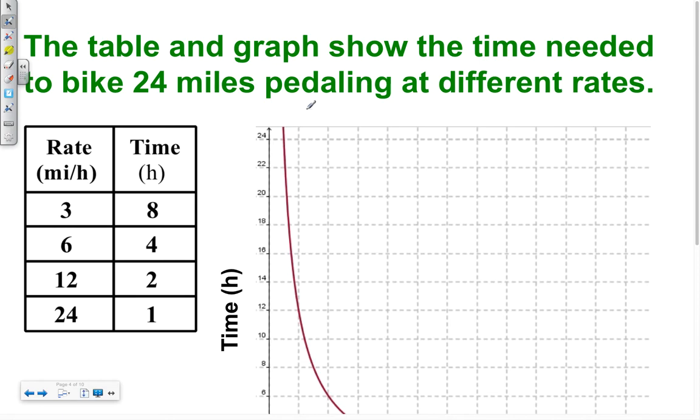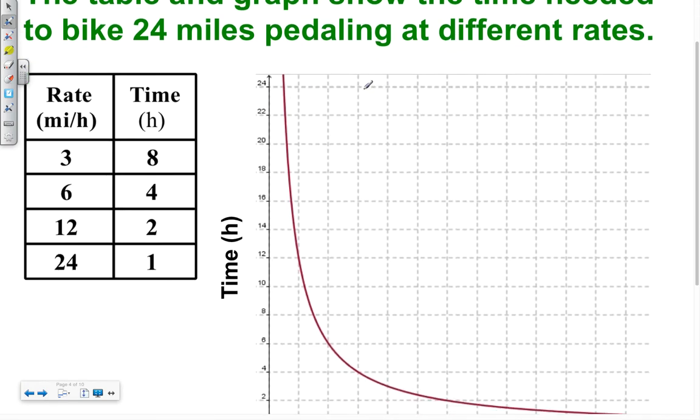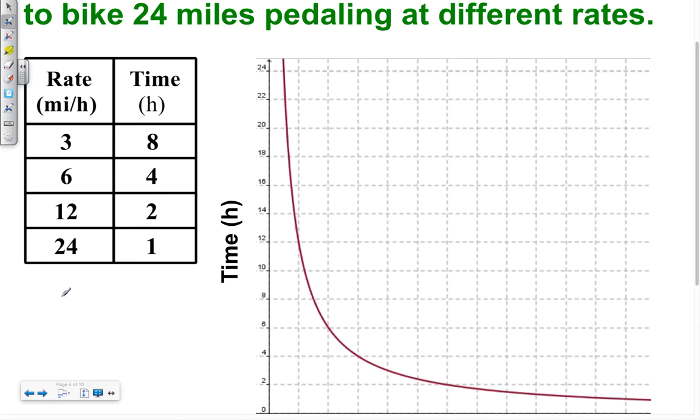All right, so if we take a look here, the table and graph show the time needed to bike 24 miles pedaling at different rates. So we know it's 24 miles because we should remember the equation of distance equals rate multiplied by time. Sorry about my messy handwriting, still getting used to this tablet here.